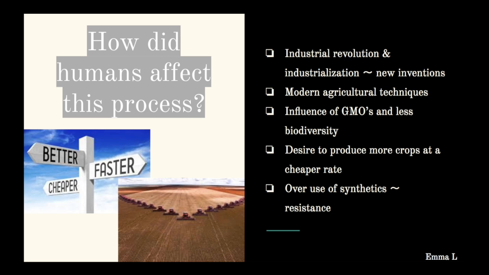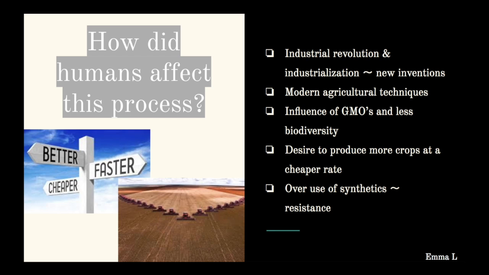How did humans affect this process? This process being the process of monocultures. In history, when the Industrial Revolution and industrialization began to spread throughout the United States, many new inventions were created, such as the plow and things like that would help speed the process of farming.